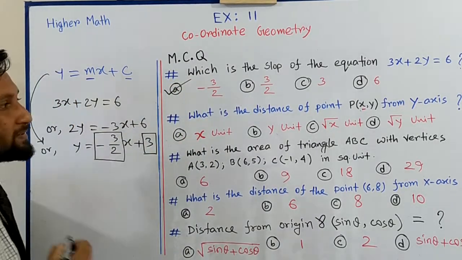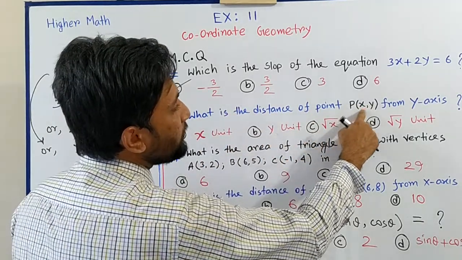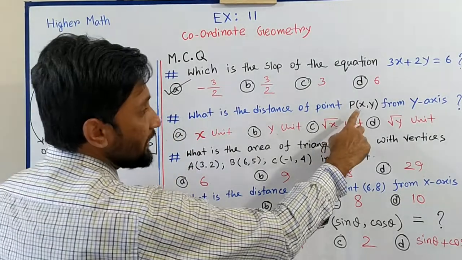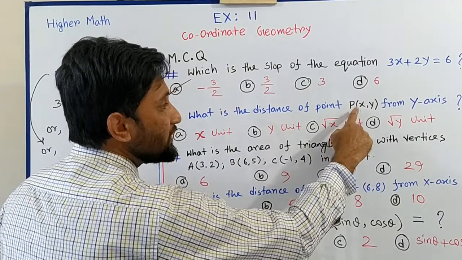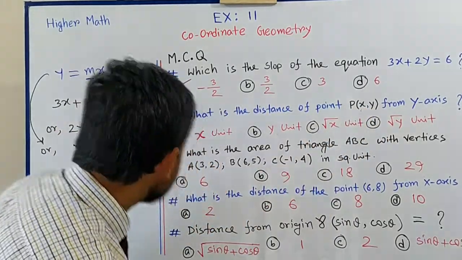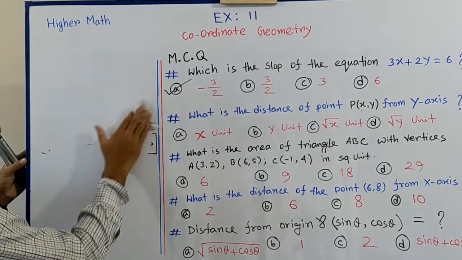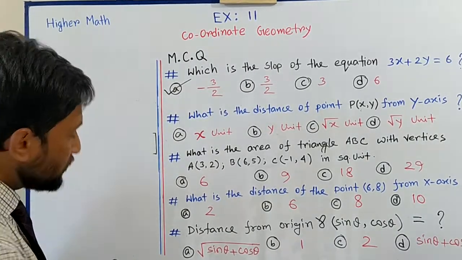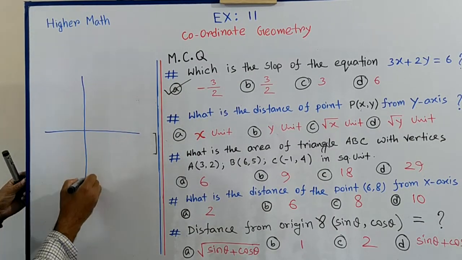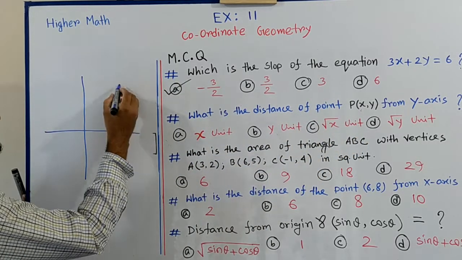Okay, now the second one. What is the distance of point P(x, y) from the y-axis? Here see that the coordinate point of P, both abscissa and ordinate, are positive numbers. So if we draw two axes, the x-axis and y-axis, two positive points indicate the first quadrant, that means here.